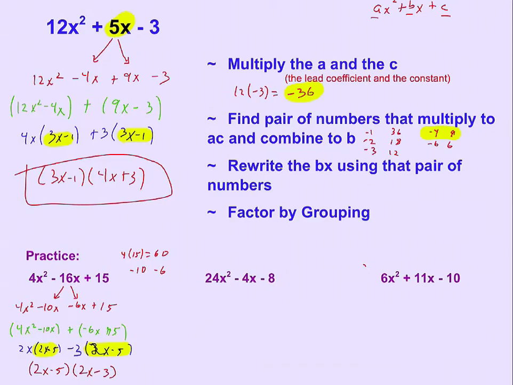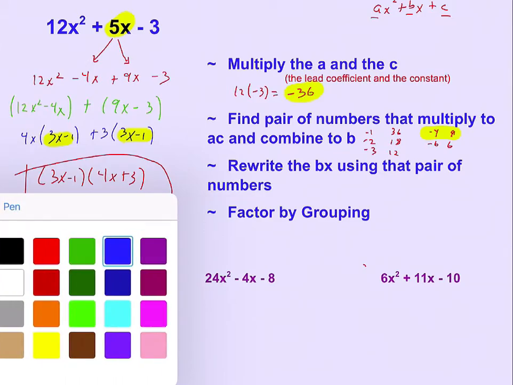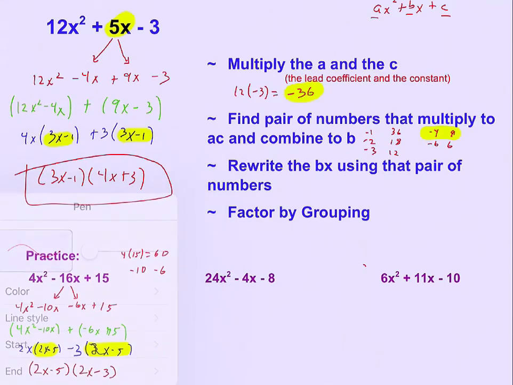We can do one more. So 24x squared minus 4x minus 8. We can jump right into this thing if we want, like find the a times c and do all that. But I do want you to be on the lookout for problems when there is a GCF to pull out first. 24x squared minus 4x minus 8. I can pull out the 4 first, which just makes my life a little bit easier.